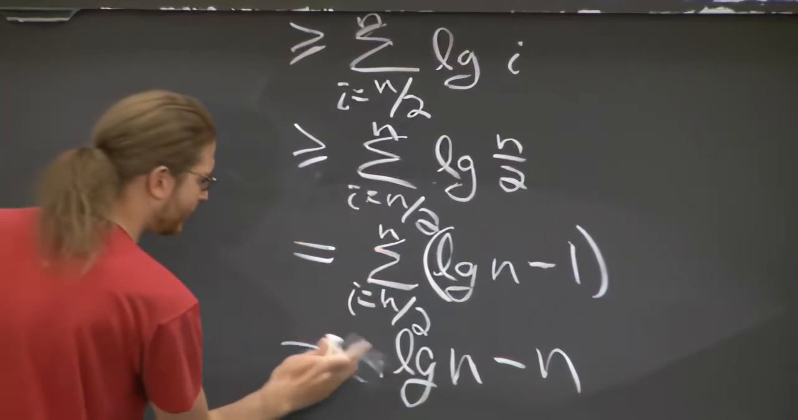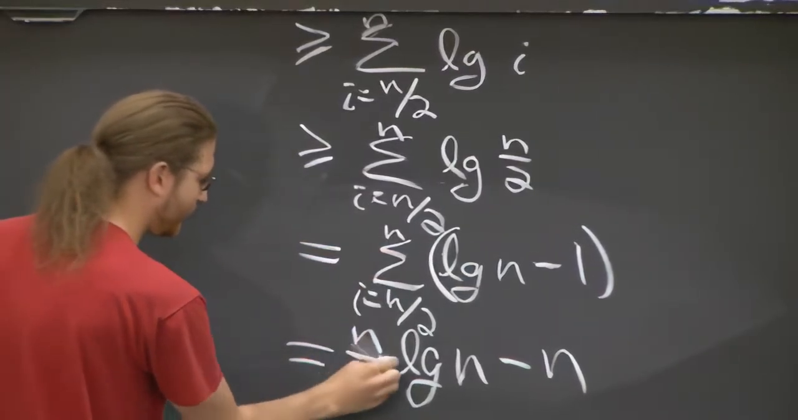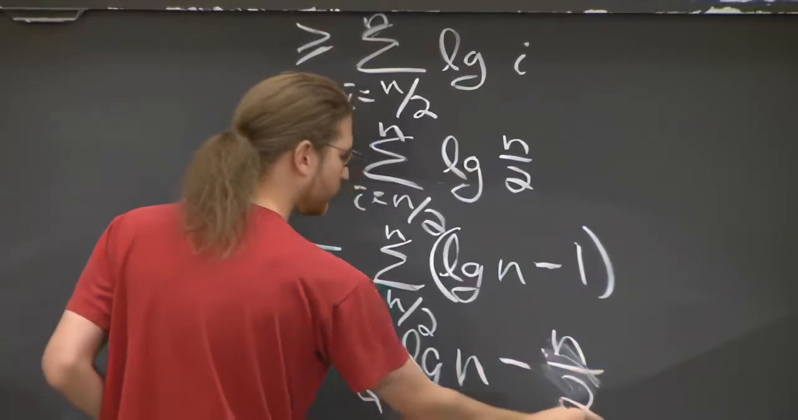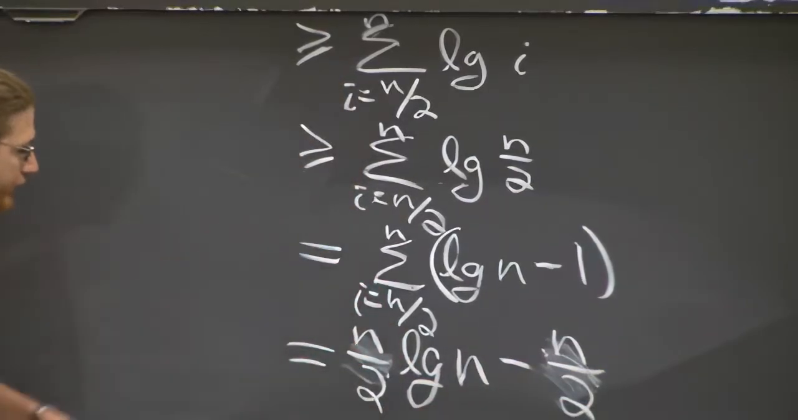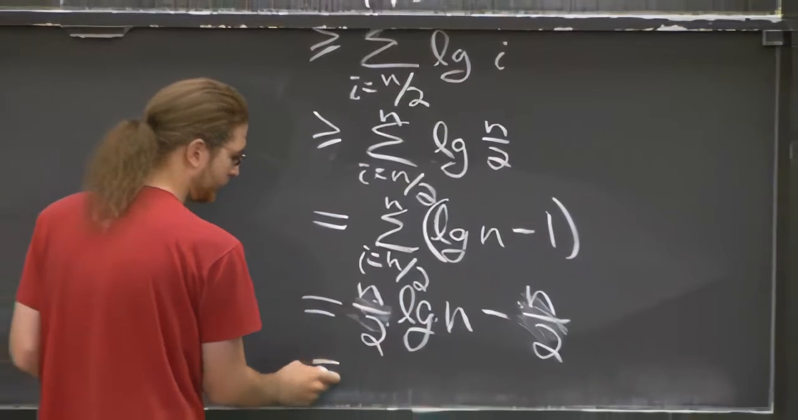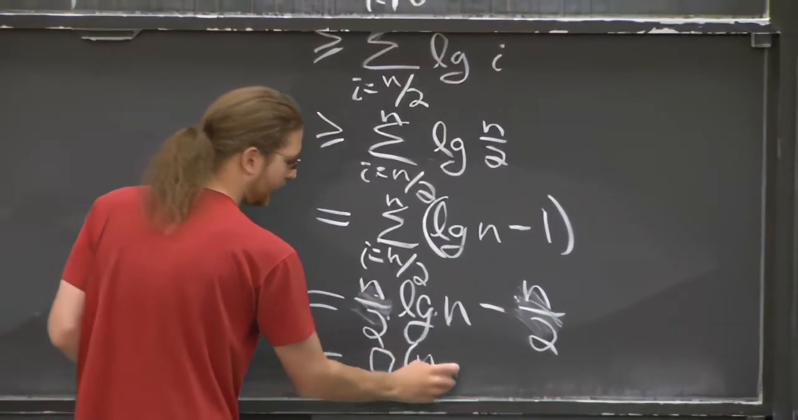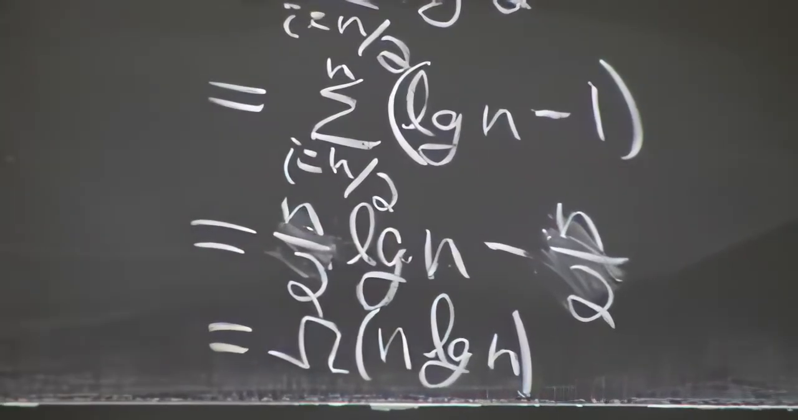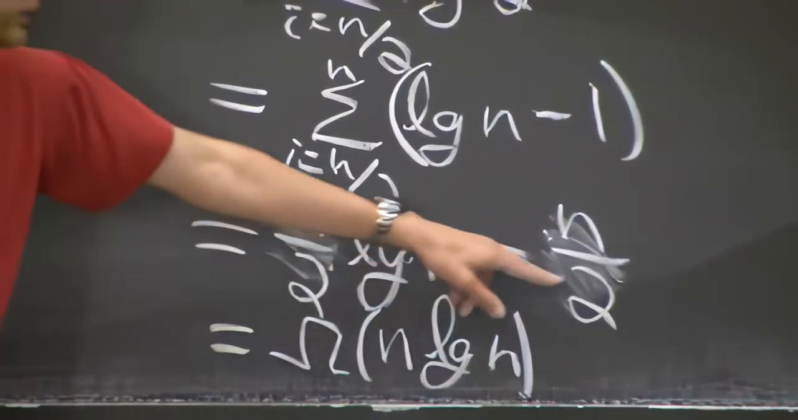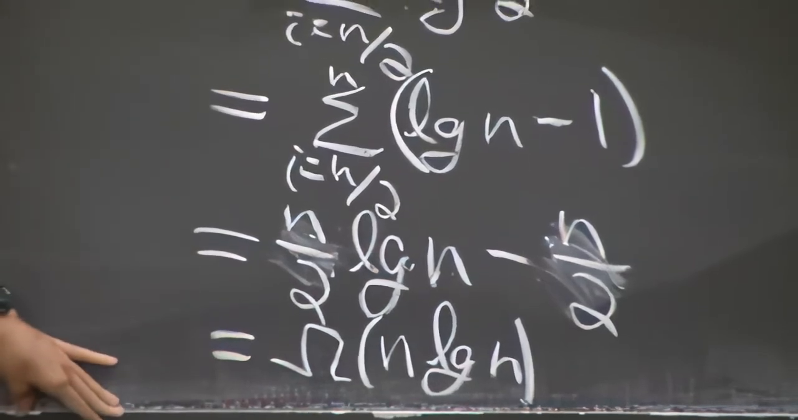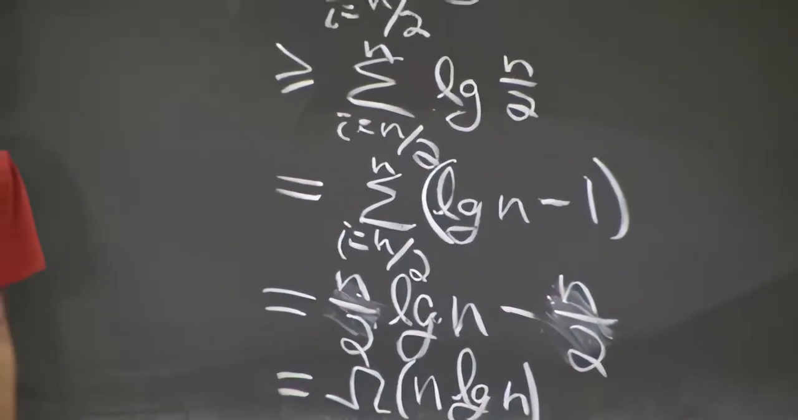Sorry, n over 2. It's not quite what I wanted. Close enough. Sorry, there's only n over 2 terms here, ignoring floors and ceilings. So I get n log n divided by 2. So this is omega n log n, because this n term is smaller than n log n. So this one dominates. This one's negative because it's smaller. This is omega n log n. And we're done. Sorting is omega n log n.